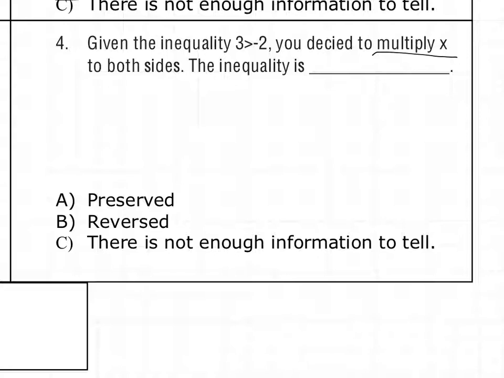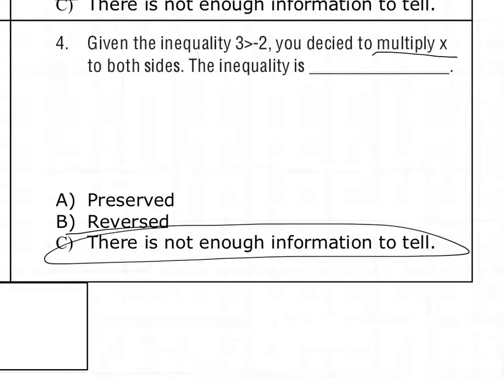If x was a positive number, it would be preserved. If x was a negative number, it would be reversed. If x was 0, then it would actually become an equation. So here, there's actually not enough information to tell. All right, let's flip on over and look at our aim for today.